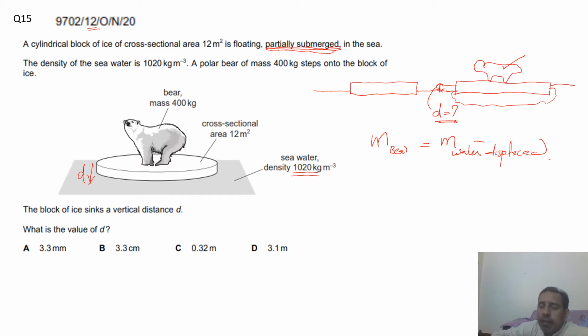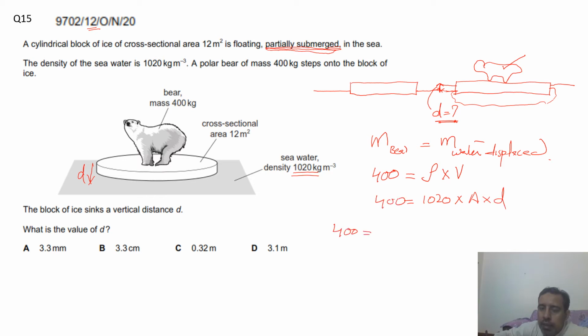Clear? It's like that. For example, if we put a stone inside the water bucket, the water will displace inside the bucket, and that mass of water must be equal to the mass of that stone put inside the water. It's like that. So the mass of the bear is 400 kg. The mass of the water displaced is equal to density times volume of water. Density of water is given, that is this thing, and the volume is equal to area times D, and the area is given as well.